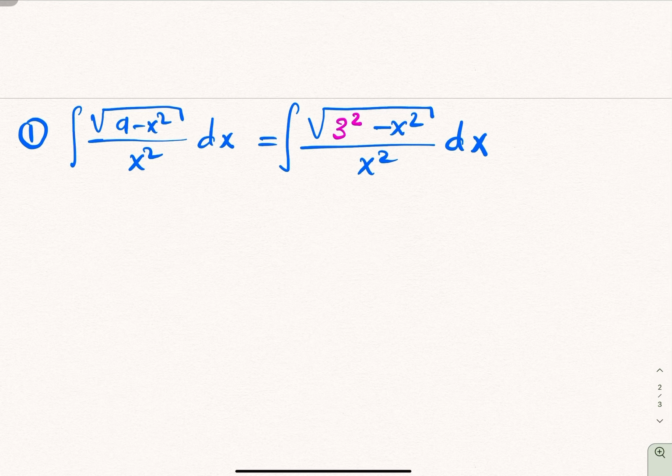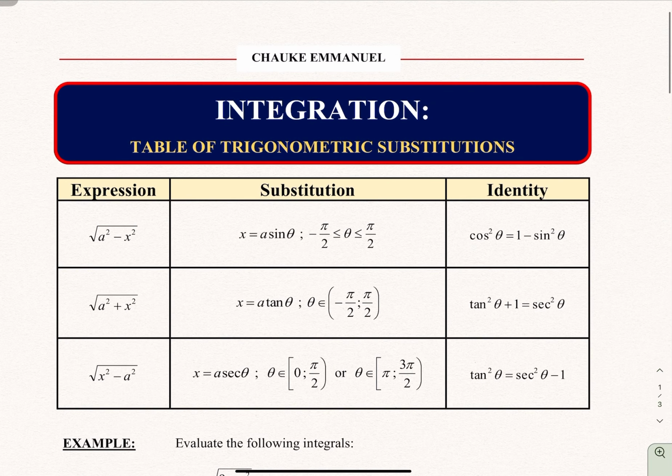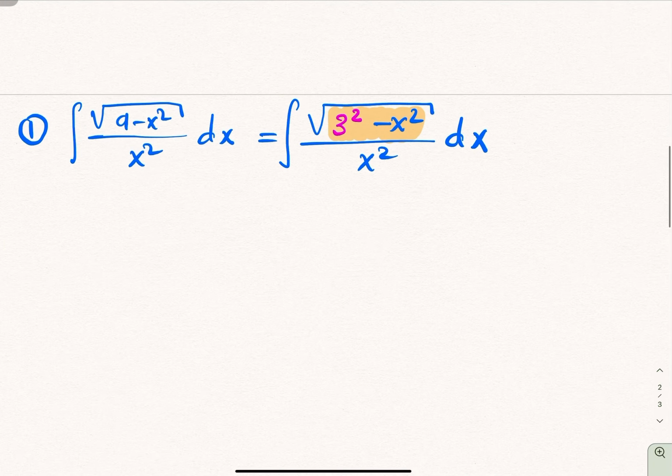Once you have this particular expression here, that is a squared minus x squared. That is the first expression. So you are going to say, let x be a sine theta. Your a in this case is this number 3, right here. So let x be a sine theta, but my a is 3. So this is going to be 3 sine of theta.